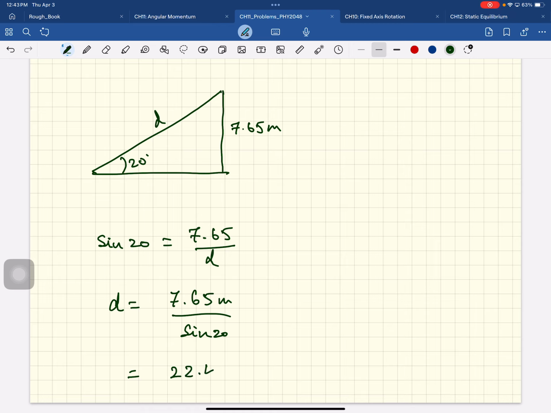22.4 meters. So it'll go up the incline 22.4 meters. Again, roughly the width of this room.